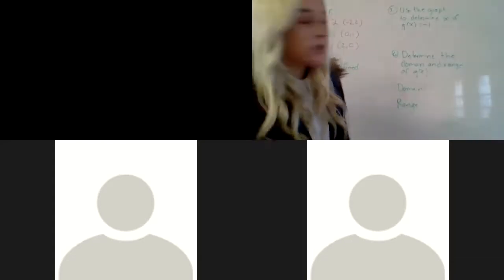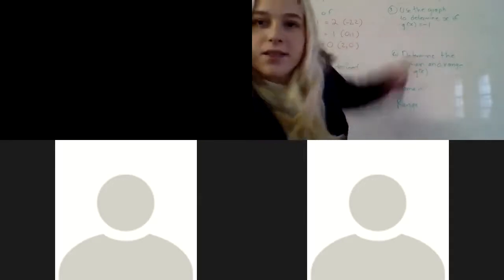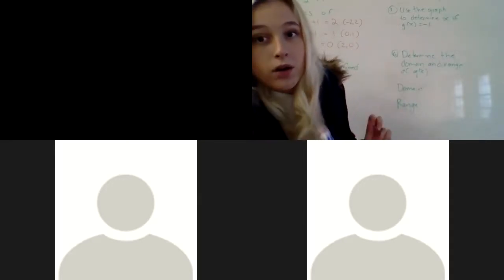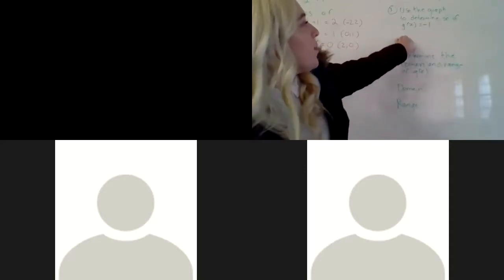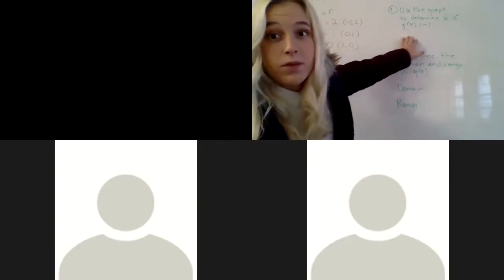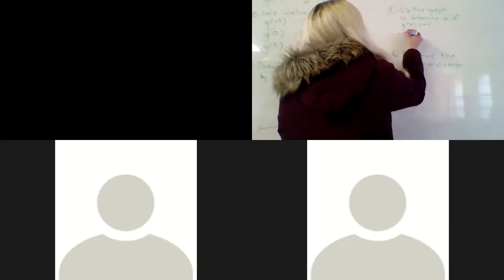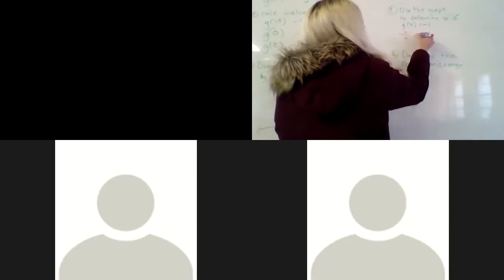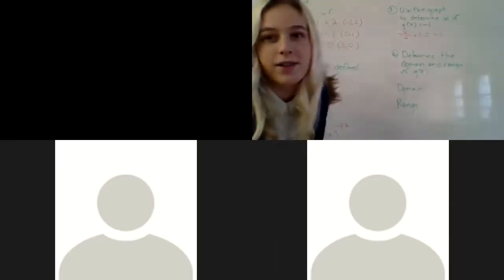with all of these questions says, use the graph to determine x if g of x is equal to -1. So normally we are asked g of something is equal to a function. Now we're saying when is our function equal to -1? So when is g of x, our normal function, equal to -1? So what we can do is we can just write g of x, which is our original function, which is -x/2 plus 1. And when is that equal to -1? So I'm just going to write -1.